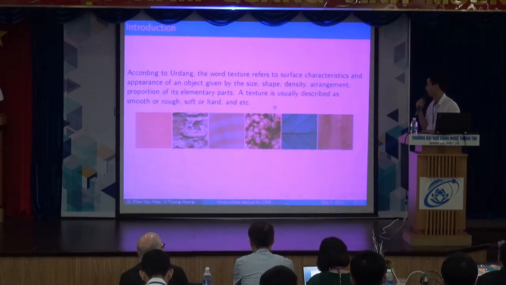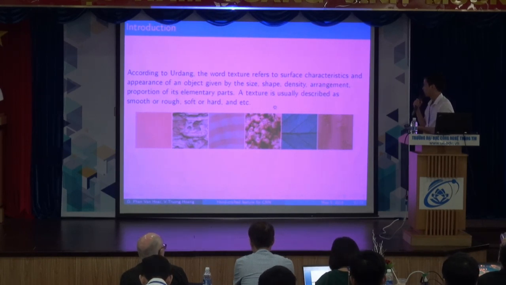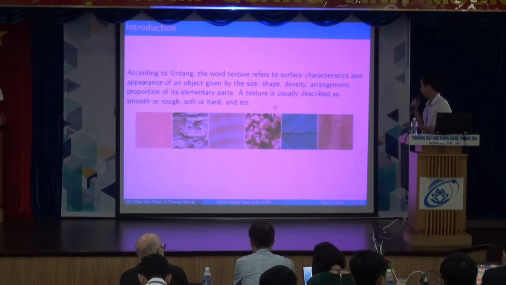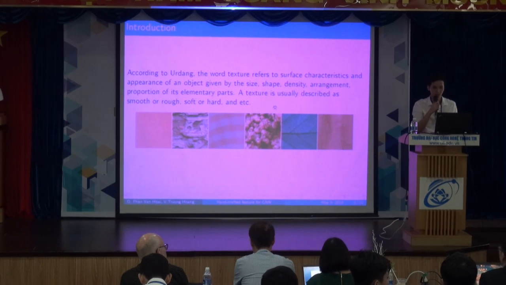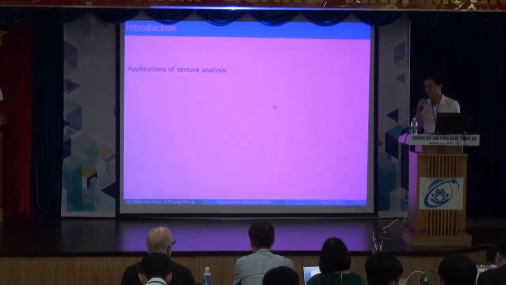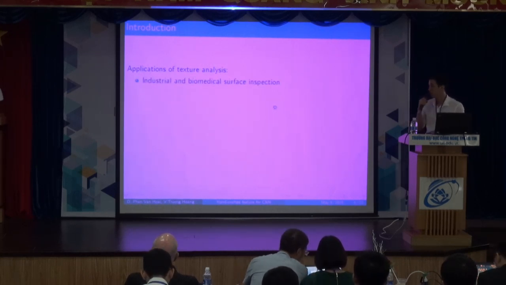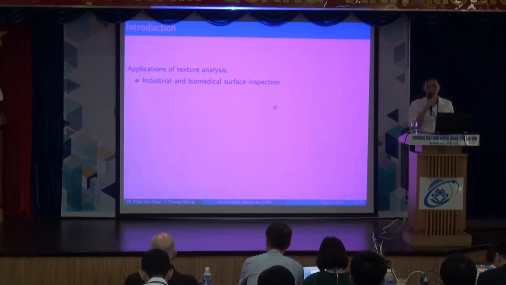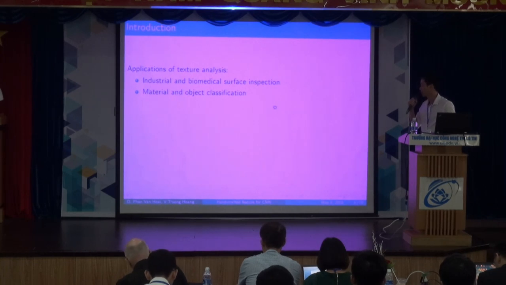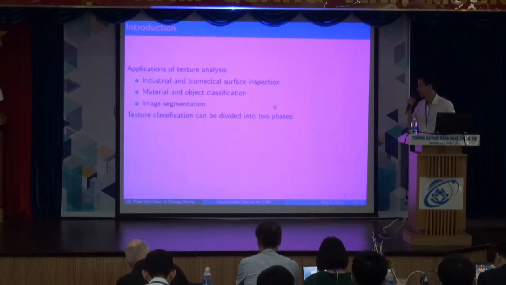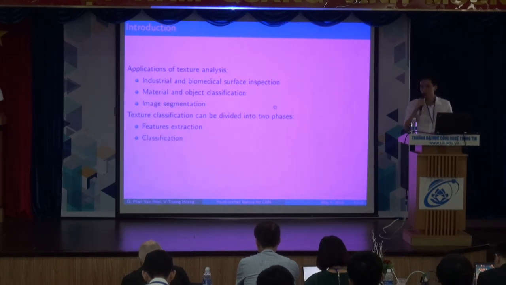Here are some examples of textures: park, tree bark, fiber, leaf, wood. Texture analysis is one of the most important fields of computer vision with several real-life applications, such as industrial and biomedical surface inspection, material and object classification, and image segmentation. The texture classification task can be divided into two phases. The first phase is feature extraction, and the second one is classification.